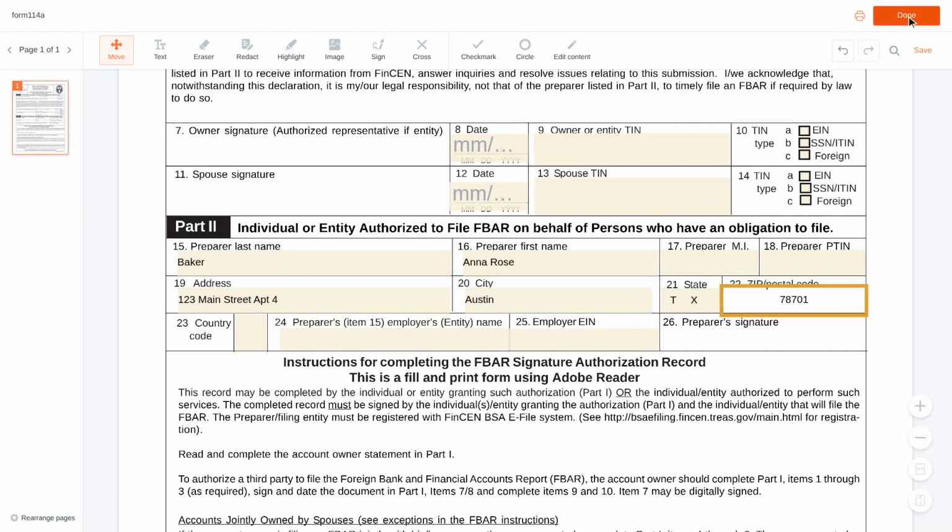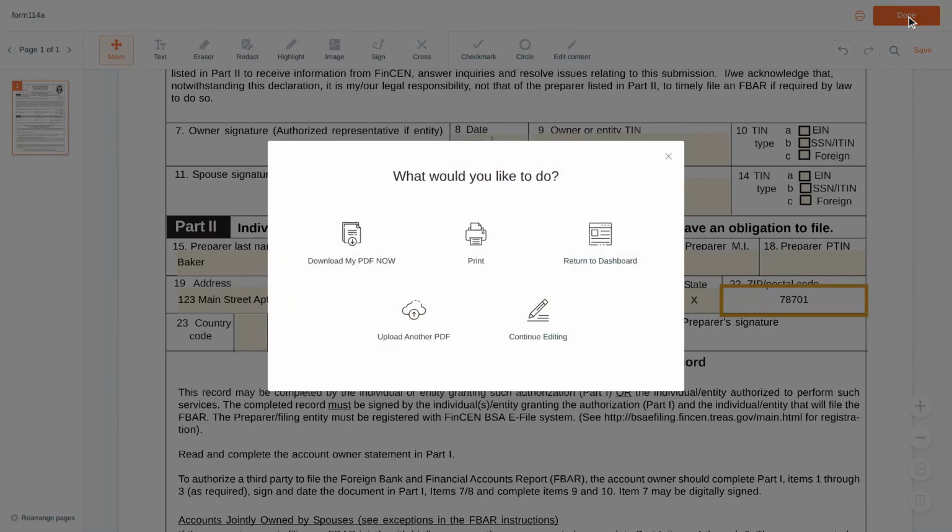The actual FBAR, Form 114, must be filed electronically by April 15, with an automatic extension to October 15. The penalties for failing to file an FBAR can be severe, so file on time even if you have no reportable income from the foreign accounts.